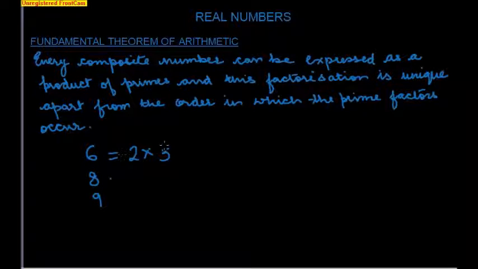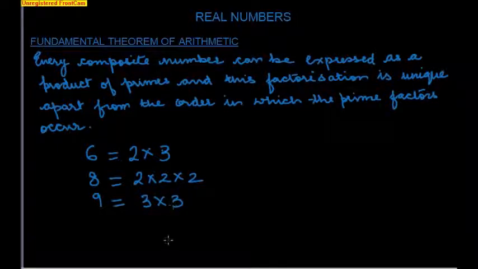Like 6 can be expressed as 2 into 3, 8 can be expressed as 2 into 2 into 2, and 9 can be expressed as 3 into 3. So each composite number can be expressed as the product of primes. Whenever they are expressed as the product of primes, for each number this factorization is unique. As you can see, for 6 it is 2 into 3, and this cannot be repeated in any other number. There is no such number which can have the same factorization as 6.